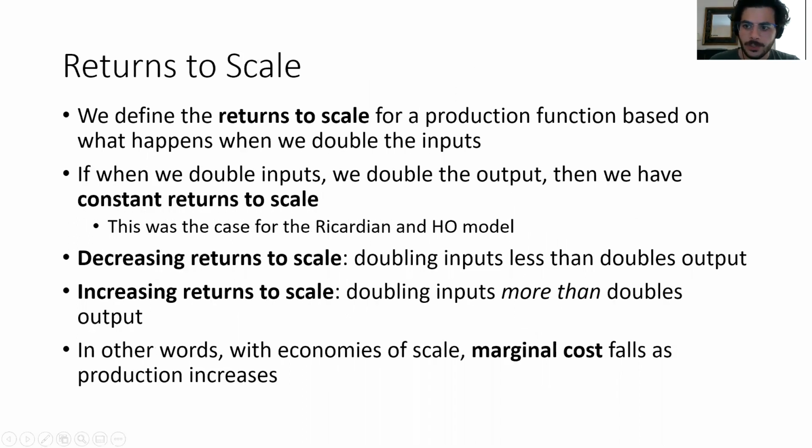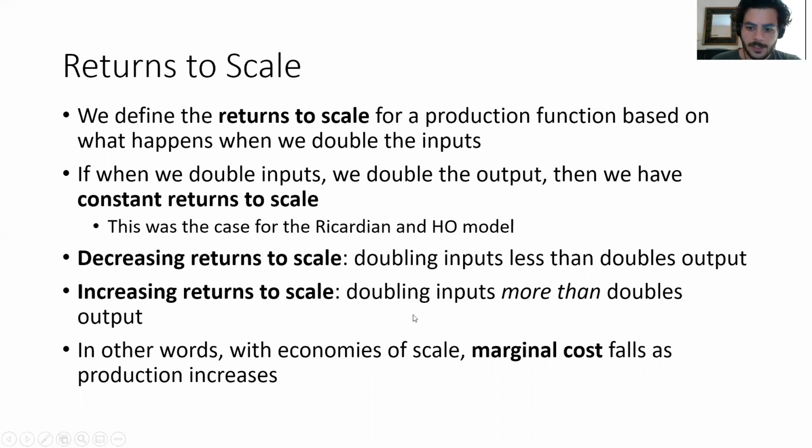So what exactly are returns to scale? Well, we define this based on what happens to total output when we double total inputs. So if when we double inputs, we exactly double output, then we would say that a production function has constant returns to scale. And this was the case we looked at in the Ricardian and the Heckscher-Ohlin models. If when we double inputs, we less than double output, we have what's called decreasing returns to scale. And if doubling inputs more than doubles output, we have increasing returns to scale, which is also called economies of scale.